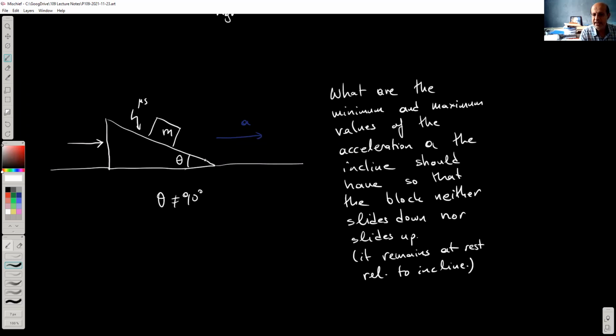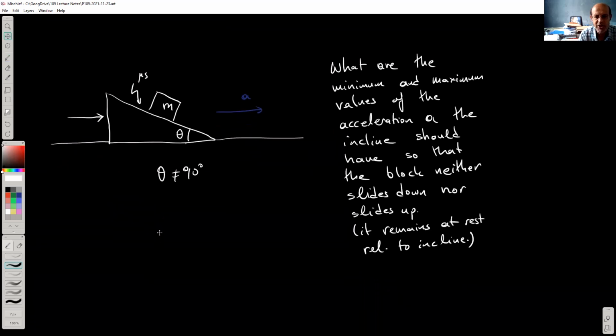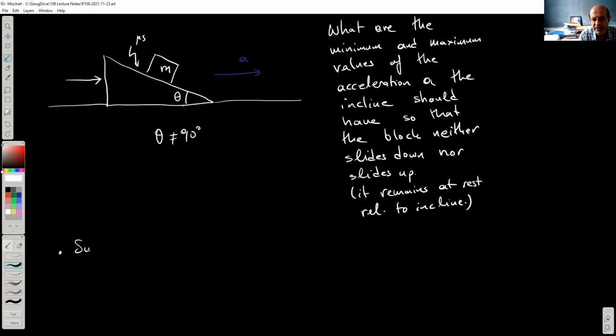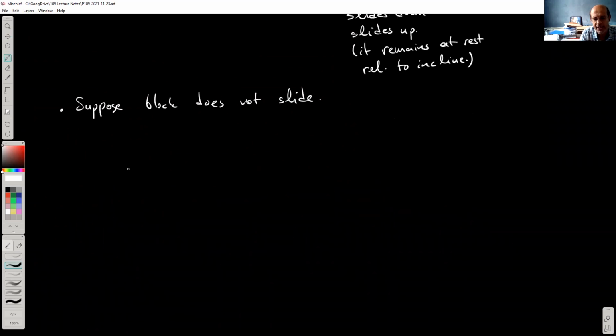If there is friction, in that case, there's an interval for the acceleration, which means if the acceleration is below this minimum value, if the incline doesn't accelerate sufficiently, then this is going to slide down. On the other hand, if the acceleration of the incline is too large, it has an excessive acceleration in the forward direction, in which case this is going to move up, basically accelerate up. So we want to describe the intermediate situation. So how do we solve? We suppose the block does not slide, and then solve the equations accordingly. So that's what I'm going to do.